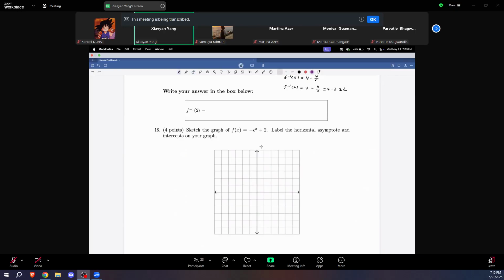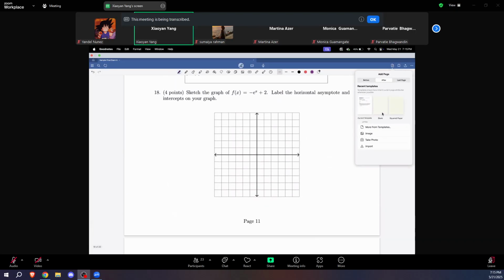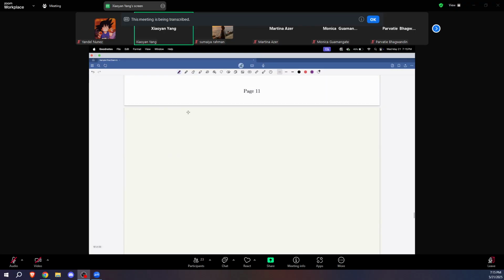But first, I want to compare what's the difference between the exponential and the log. So I want to do one more time. If we want to know e to the x and the ln x, what's the difference of these two? So this is called exponential. And this is called log.